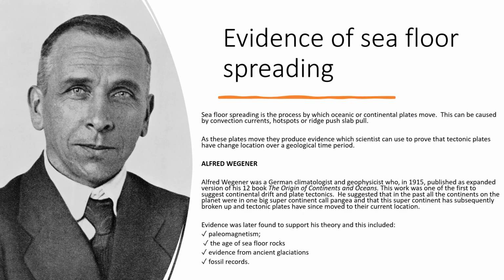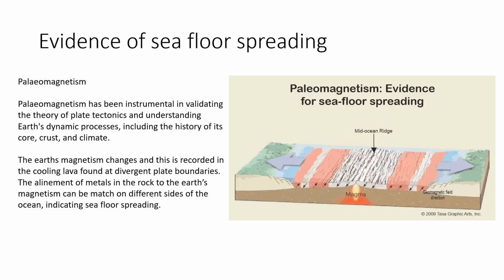Well, if our plates move, there must be evidence of it. And this man, Alfred Wegener, was one of the men right at the forefront of thinking about the movement of plates. He had observed several key things that were used as evidence to support this idea of plates moving, even though at the time he didn't know the mechanism behind it. Evidence has been found, such as paleomagnetism, the age of seafloor rocks, evidence from ancient glaciations, and fossil records. And we'll look at those one at a time.